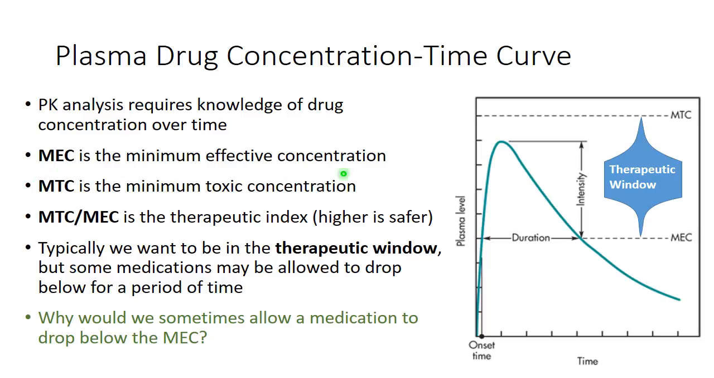The MEC is the minimum effective concentration. The MTC is the minimum toxic concentration. In some references, you might see slightly different abbreviations used, so whenever you see one of these, be sure you know what it means in whatever you're reading. But the MTC to MEC ratio is a therapeutic index. The higher, the safer.